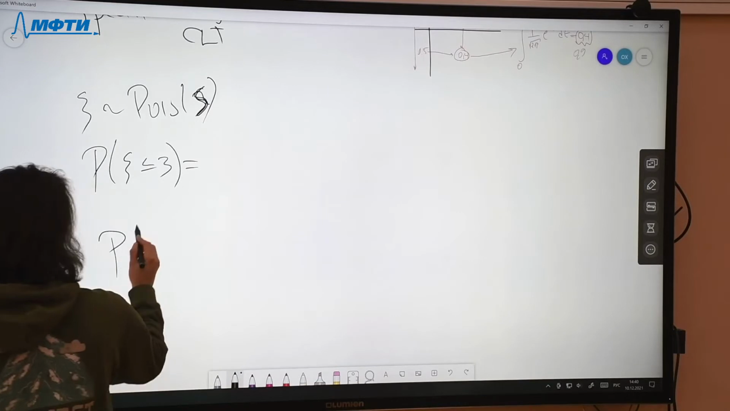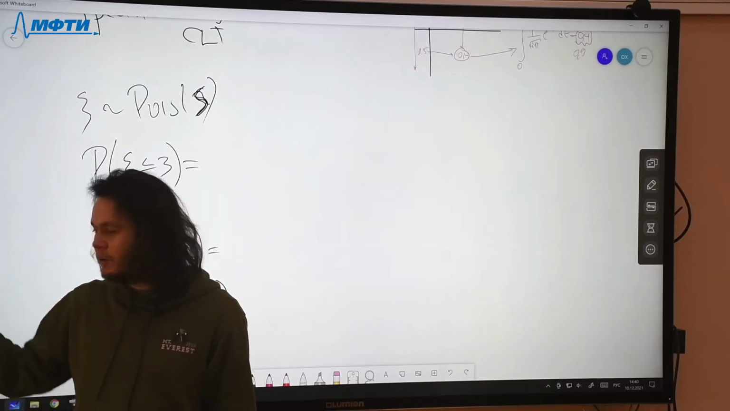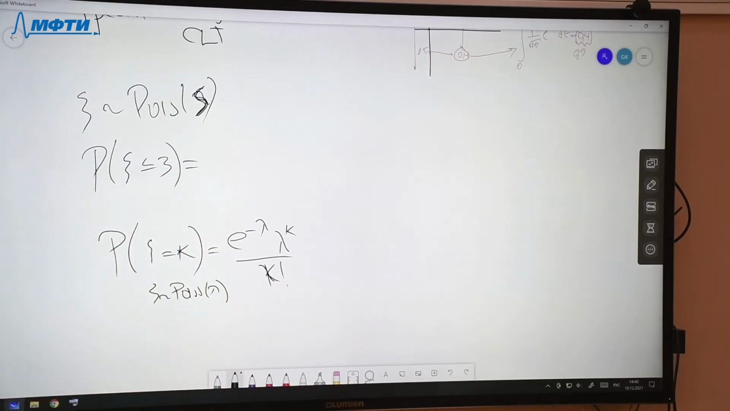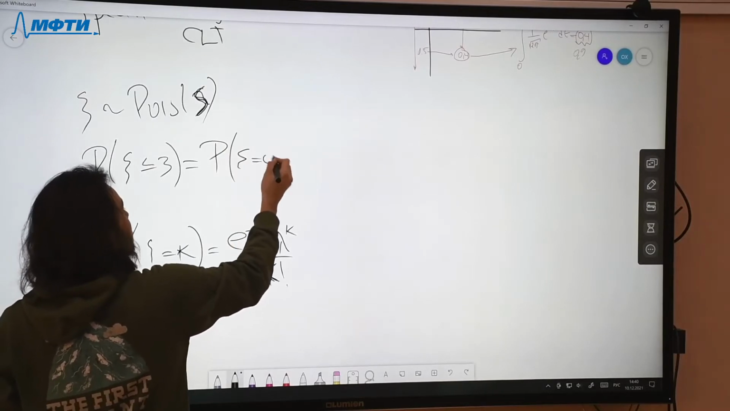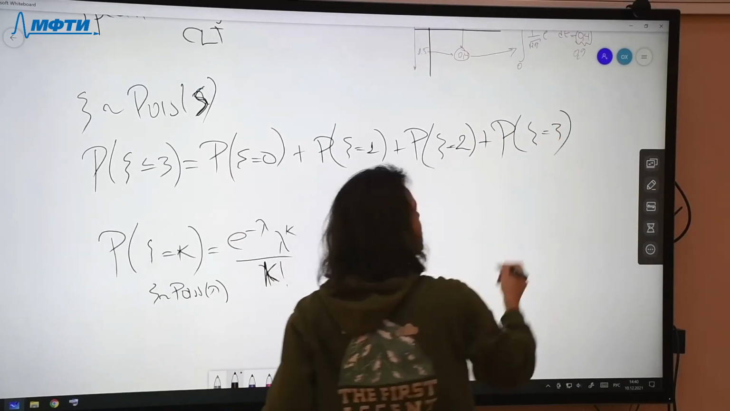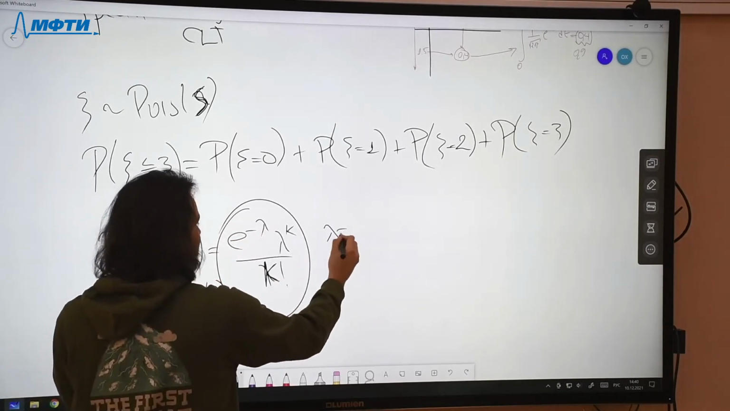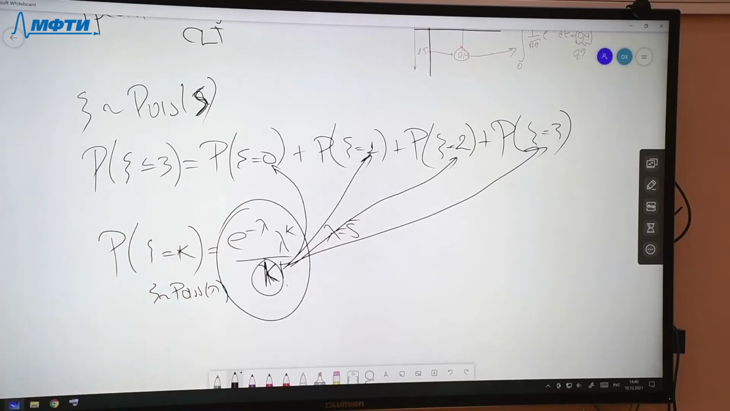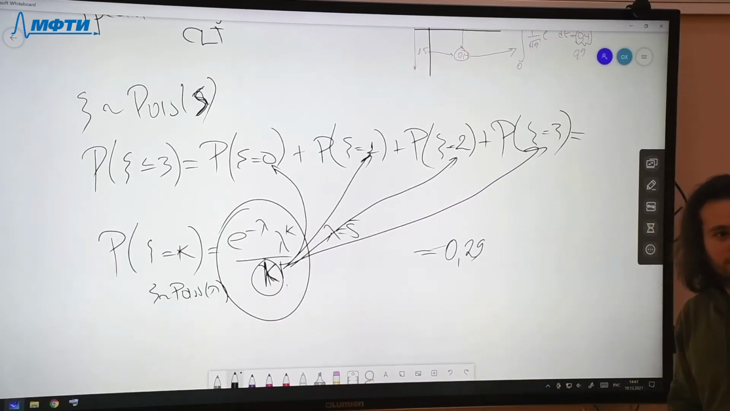Okay, wait. So what is the probability that psi is equal to k if psi has Poisson distribution with parameter lambda? This: e to the minus lambda, lambda to the k, over k factorial. Right? That's it. So what do I have to do? I have to write this. Instead of writing lambda, I have to write 5. Instead of writing k, I have to write the value that I have over here. At the end, I'm not going to do it. This is going to give you about 0.29. So that's the probability.